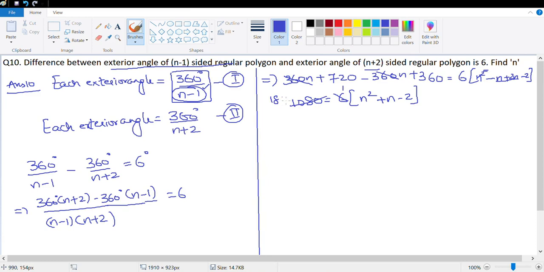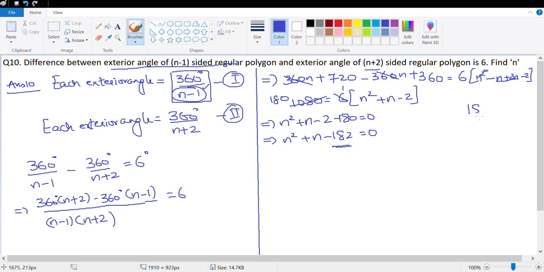So 6 8s are, so this is it. So this is n square plus n minus 2 minus 180 is equal to 0. This is a quadratic, so n square plus n minus 182 is equal to 0. Now I need to find factors of negative 182, the sum of which should be plus 1.